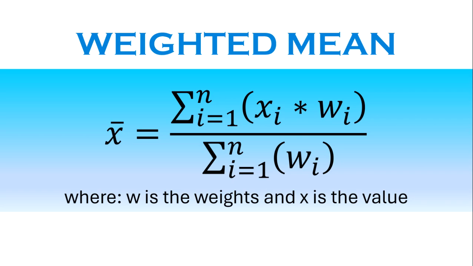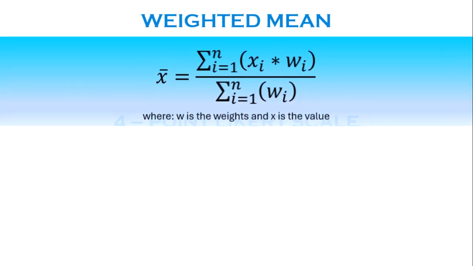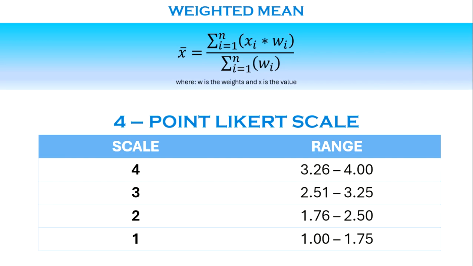Also take note that we're going to use the Likert scale here. It's used when you want to measure attitudes, opinions, agreement levels, or perceptions quantitatively. So we have here a PowerPoint Likert scale, and for us to interpret the computed weighted mean, we have here the range. For instance, we have the 4-point Likert scale that we're going to follow.